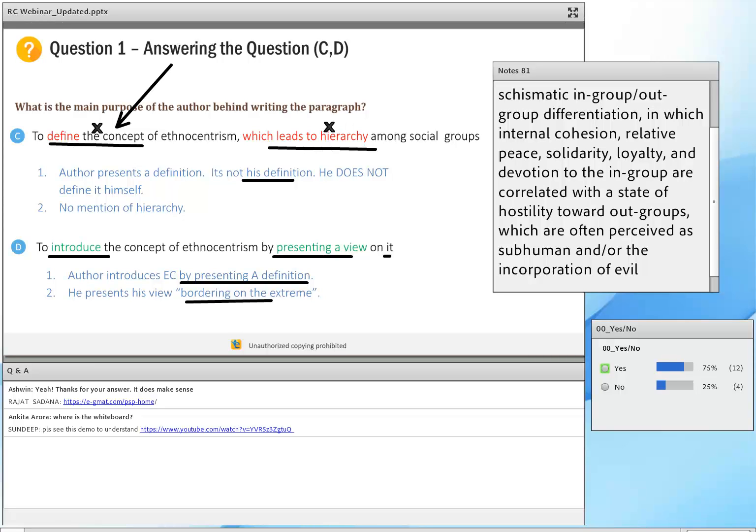Yay or nay? He is, right? He gives you a definition. He gives you an introduction to what some people think ethnocentrism is. So he introduces the concept of ethnocentrism to you. All right? Then he also says that this definition is extreme. So this is one extreme way of looking at EC. He also presents a view on it. This is EC, but this is an extreme view. So there's an author's view on it.